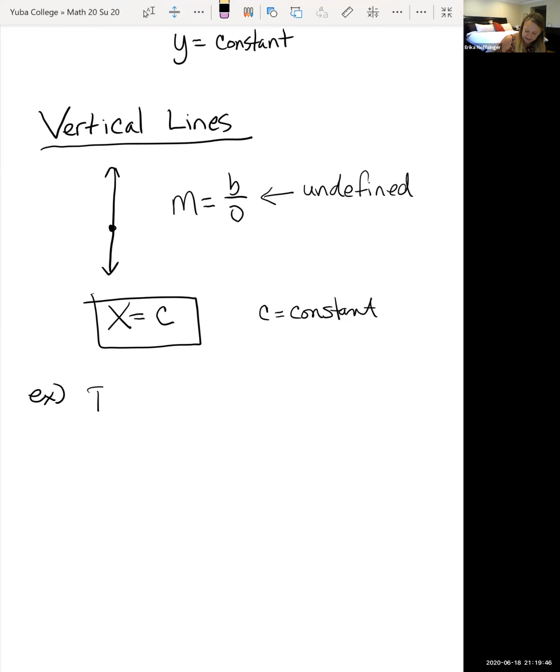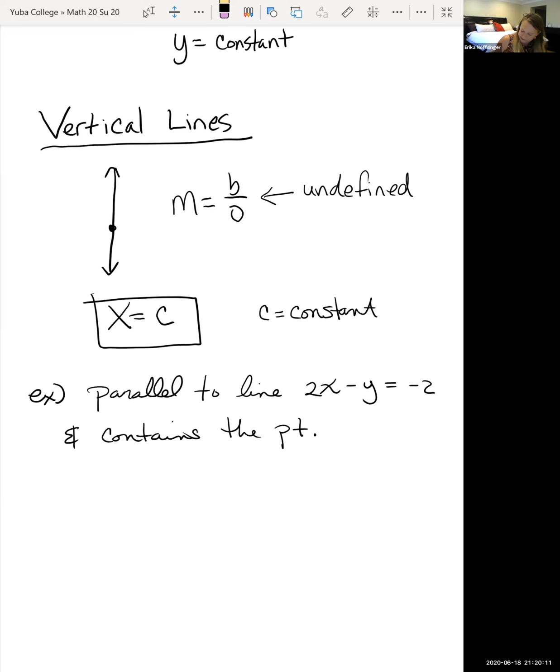So if it says find a line that's parallel to the line 2x minus y equals -2, and it contains the point (0, 0).